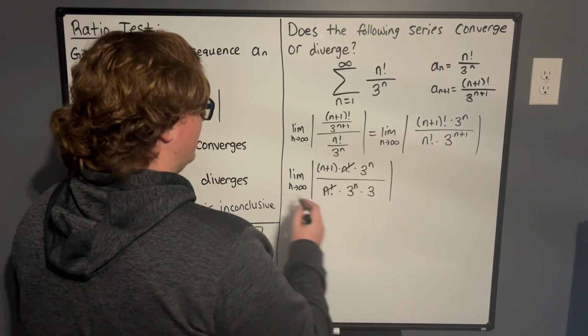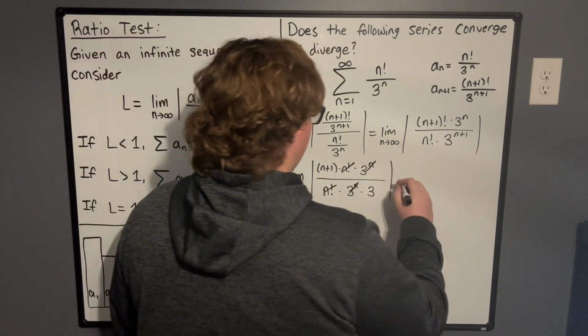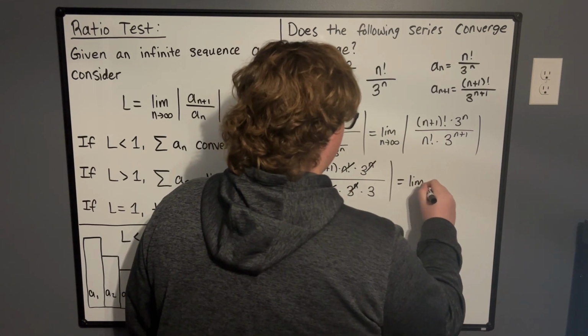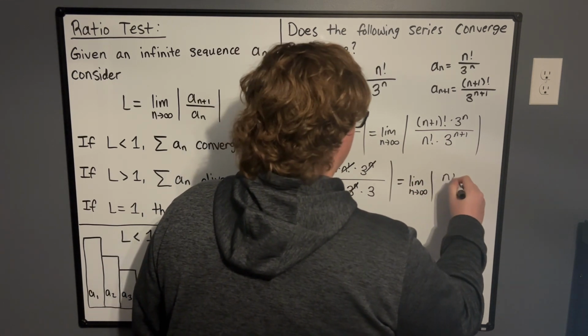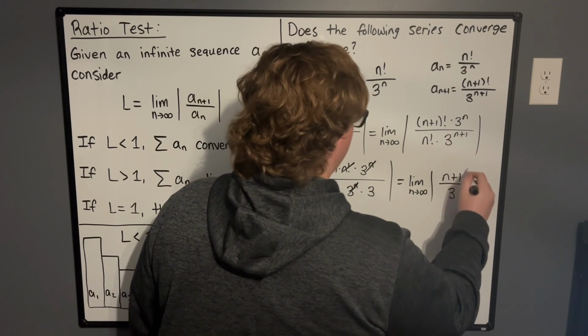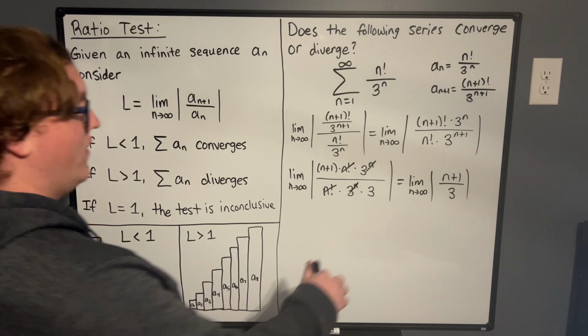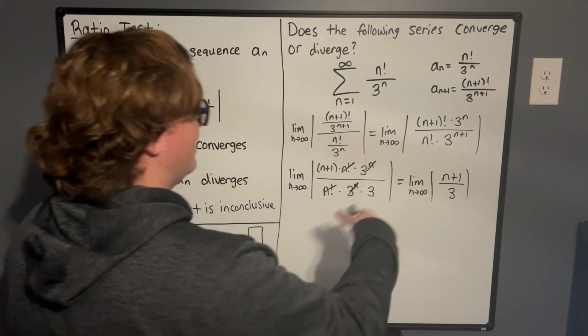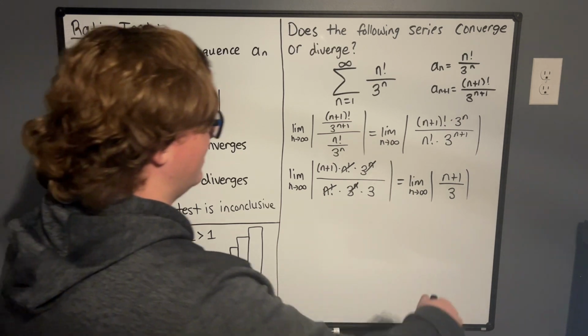But now look at all the stuff that cancels. N factorial and n factorial cancel, 3 to the n and 3 to the n cancel. So then we end up with just the limit as n goes to infinity of the absolute value of n plus 1 over 3. When we look at this, it's pretty clear that this will go to infinity. When I put infinity in here, I get infinity over 3, but that's still infinity. And the absolute value doesn't affect anything since everything in here is going to be positive anyway.